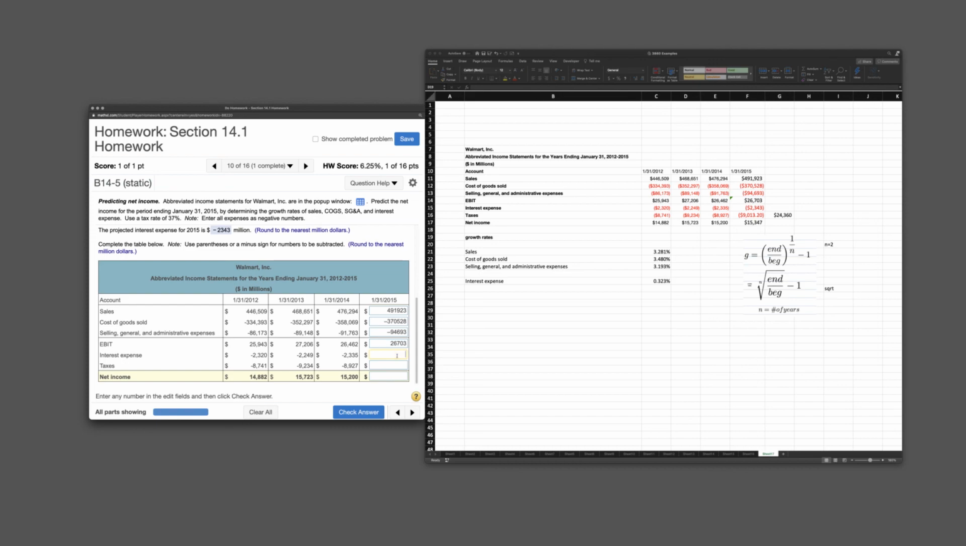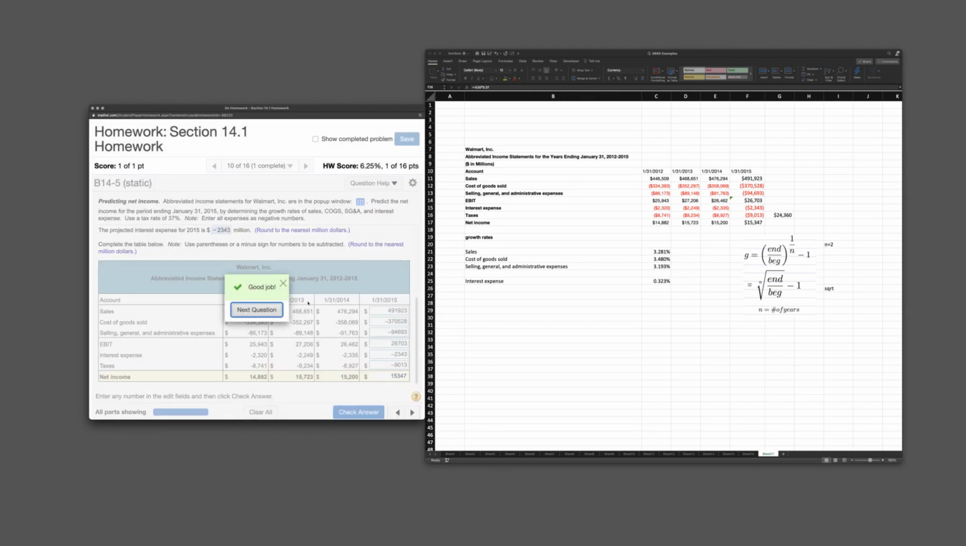Okay, this is positive. And our interest, our taxes. One thing to keep in mind, good reminder for me, again, make sure that we are rounding, but it should be okay, it's still okay. And then finally our net income, which is hopefully positive. Okay. There we go. So we've predicted net income using the growth rate method.